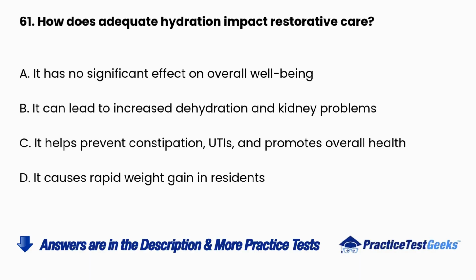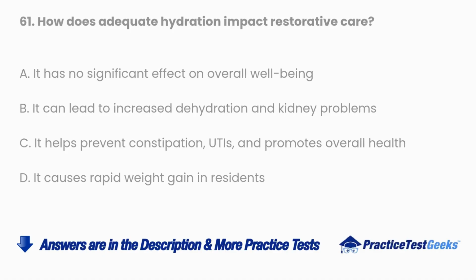61. How does adequate hydration impact restorative care? A. It has no significant effect on overall well-being. B. It can lead to increased dehydration and kidney problems. C. It helps prevent constipation, UTIs, and promotes overall health. D. It causes rapid weight gain in residents.